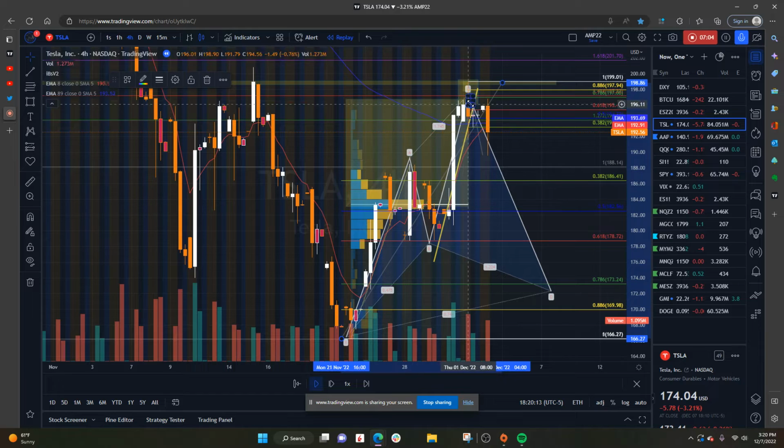Again, remember, extensions are when you're measuring outside of the XA move, and retracements are when you're measuring inside, right? This is your first XA move, and then we measure the whole entire move. This is the actual XA move. So for harmonic purposes, remember, it's X, A, B, C, and then D.